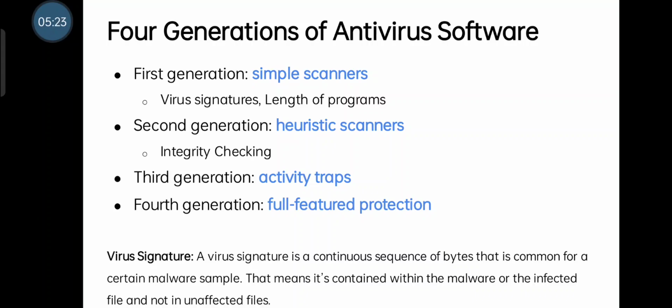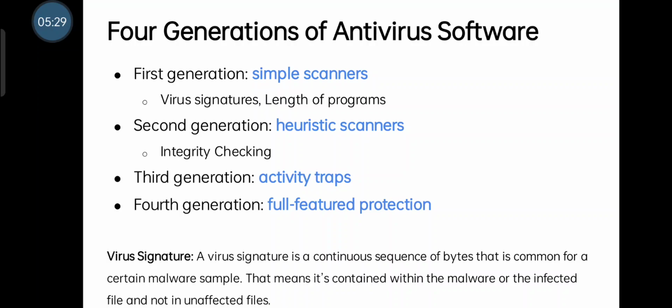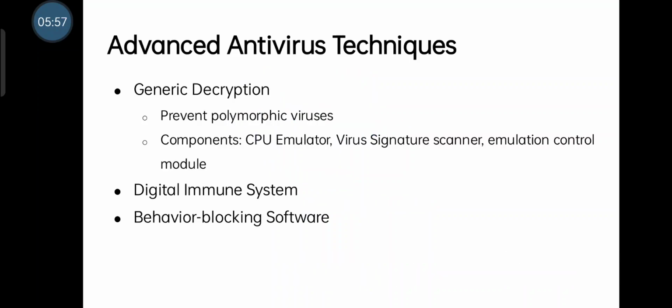In the first generation, it's just a simple scanner. The second generation has integrity checking, to see whether the data that has arrived is correct or not. Third is activity traps: we let the virus get infected and then try to find it out. Fourth generation is fully featured protection, which won't allow any viruses to enter the system. A virus signature is a continuous sequence of bytes that is common for certain malware samples. Advanced methods are generic decryption, digital immune system, and behavior blocking software.